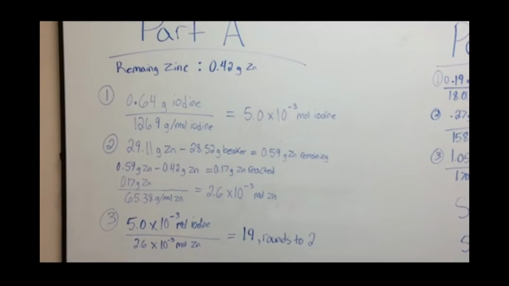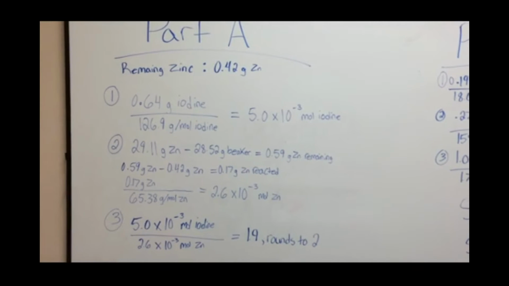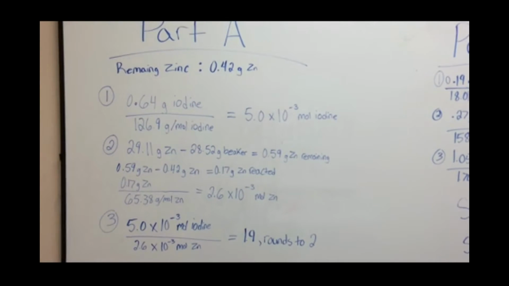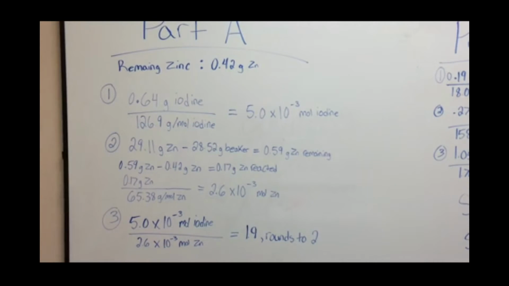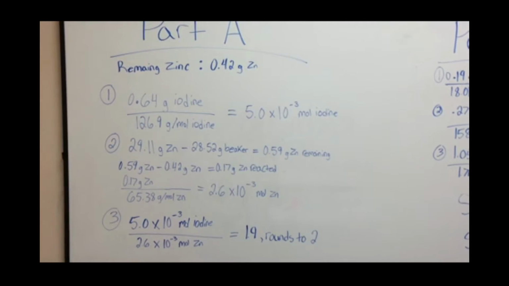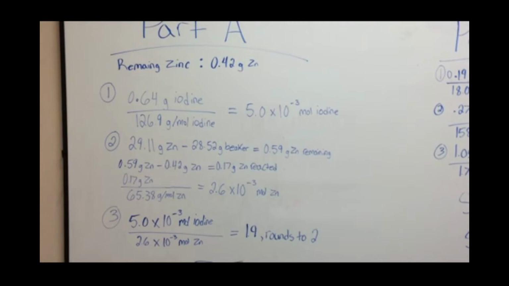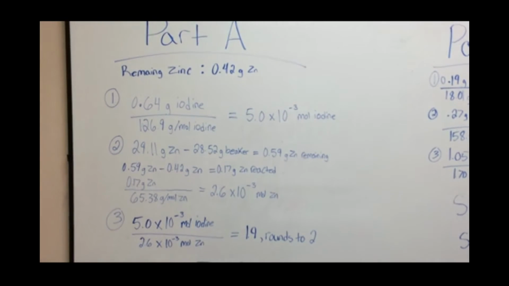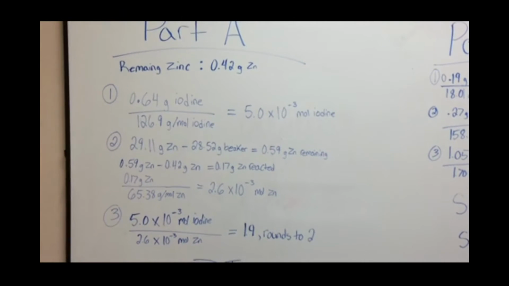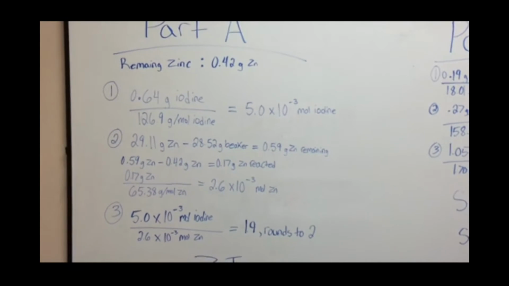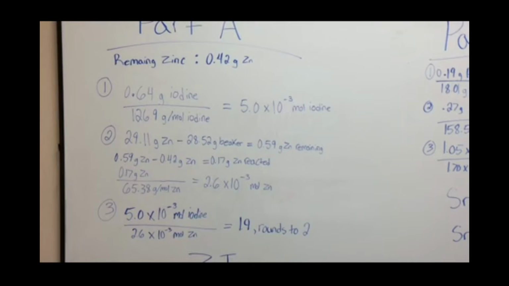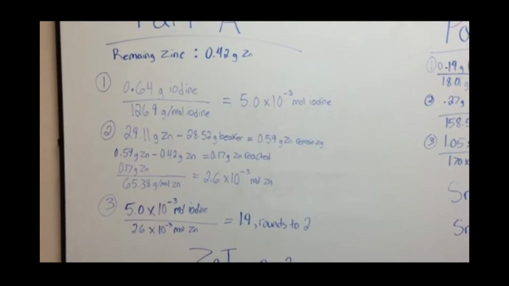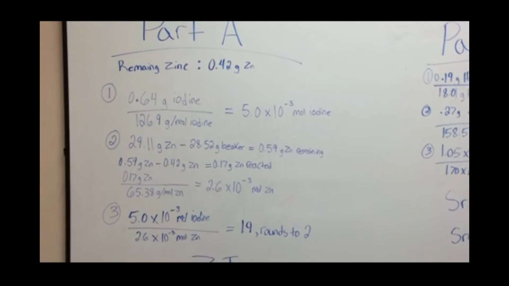Sure. Okay, so the first step we took the mass of our iodine weighed in grams and divided it by the molar mass of atomic iodine. And this gave us 5.0 times 10 to the negative third moles of iodine. The next step, we took the mass of the beaker with dry zinc in it and subtracted the mass of the empty beaker and got the remaining zinc, which was 0.59 grams.